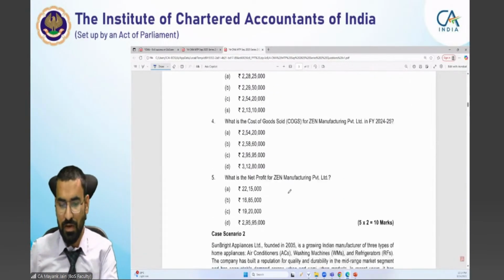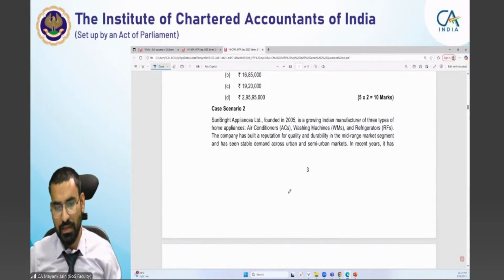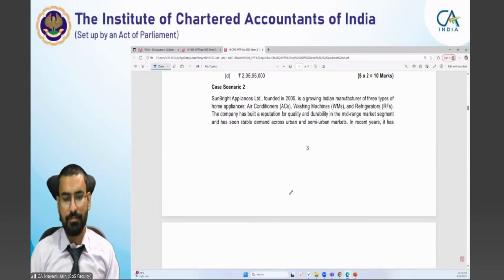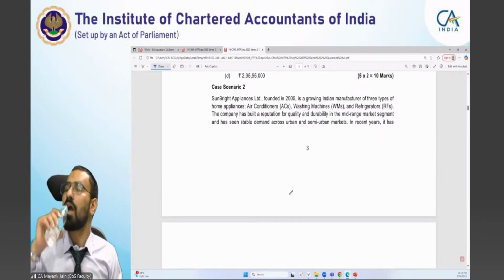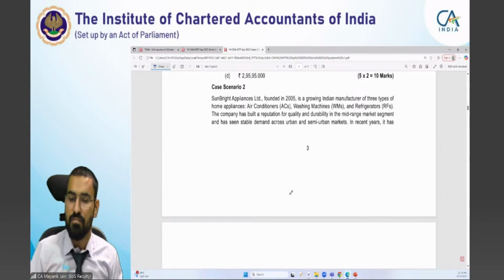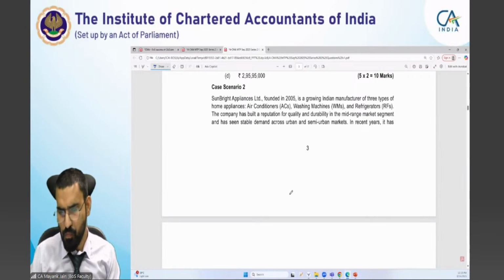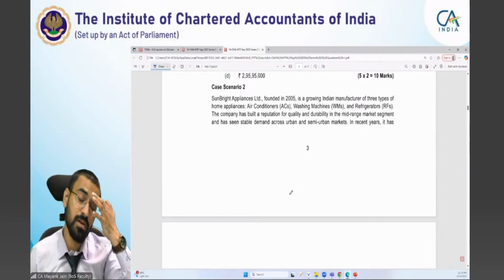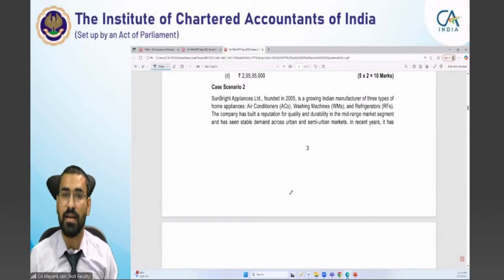So we'll do one more case scenario. You can take 2 minutes to read case scenario 2. This is basically an integrated case scenario. In this, you will cover the standard costing, marginal costing, as well as your activity based costing.